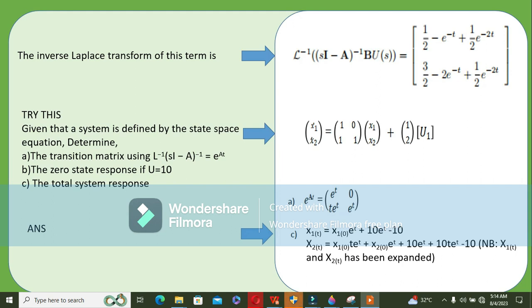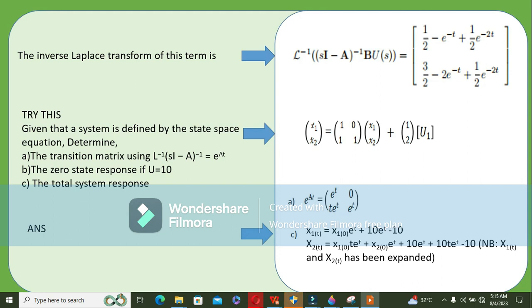Quite simple. We have a system given by this state space equation. So we can see that. Then what are we to find? We are to find the transition matrix, so find e to the At. Of course, we have gotten our transition matrix using that. This is our transition matrix. Then we also have to determine the zero state response if u is 10. Wow. So give it a try. Look for the zero state response if u is 10.